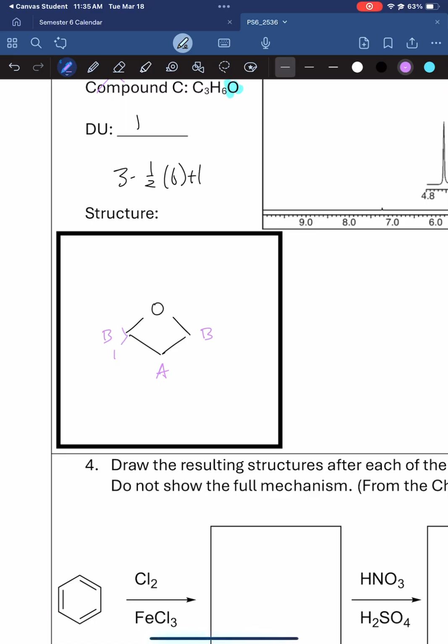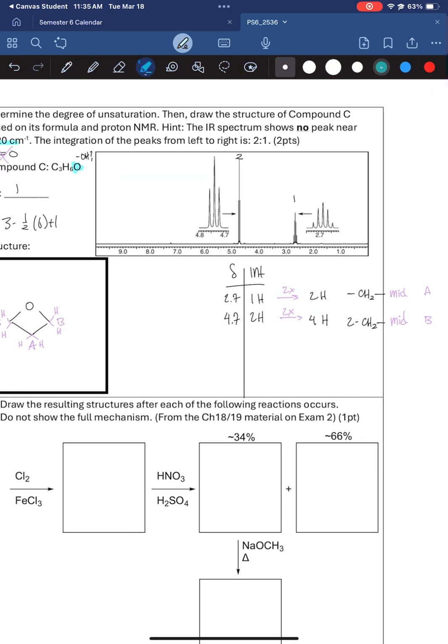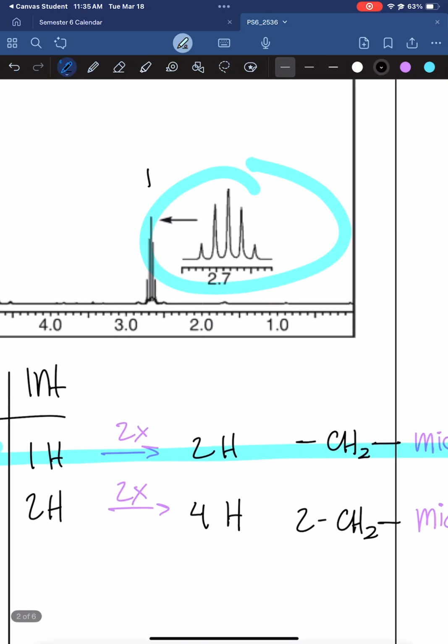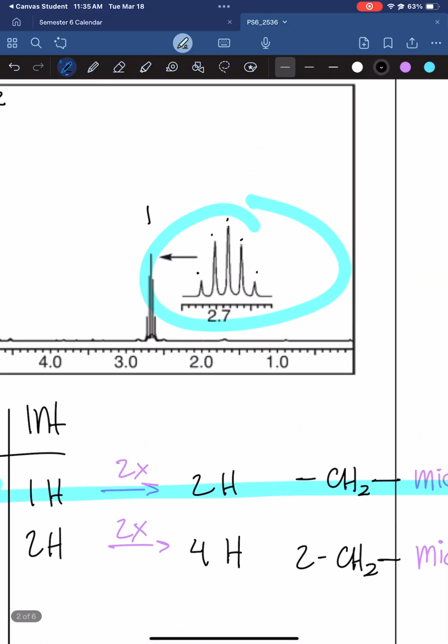And I'm going to draw the hydrogens out here just for visual purposes and convenience. So let's check the spin-spin coupling. Let's look at this first row. At the integration of 2.7, there's the mid piece A. So let's look at 2.7 right here. Let's count the number of peaks. 1, 2, 3, 4, 5. It's going to be 5 peaks.